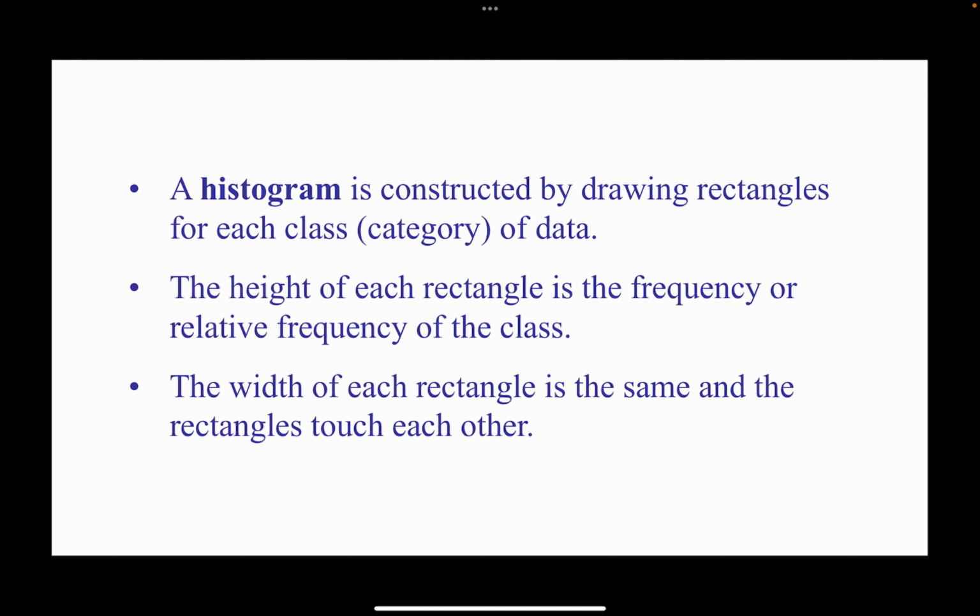Each of our bars, we call it a class or category or bin. Bin is another word that we use. So those are three different words: class, category, or bin. Class is what you will see most. When I learned stats, I learned bins, and so that's what comes out of my mouth most of the time. They all mean the same thing. The width of each rectangle is the same. So all the rectangles are going to have the same width. And here's the difference between the histogram and the bar graph. The rectangles touch each other. So they're going to touch each other.